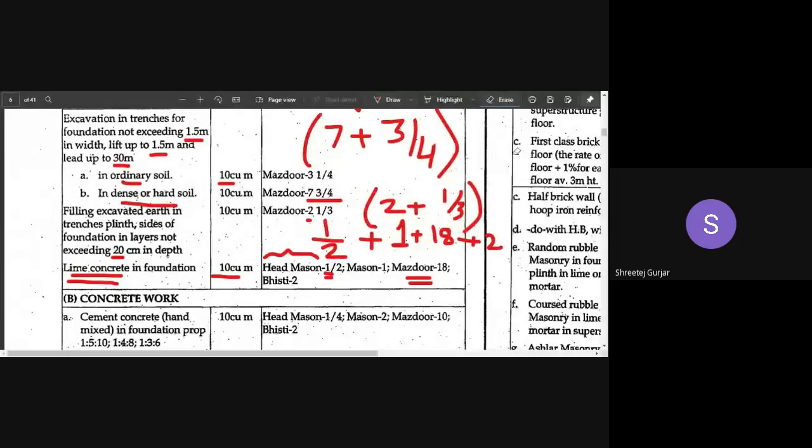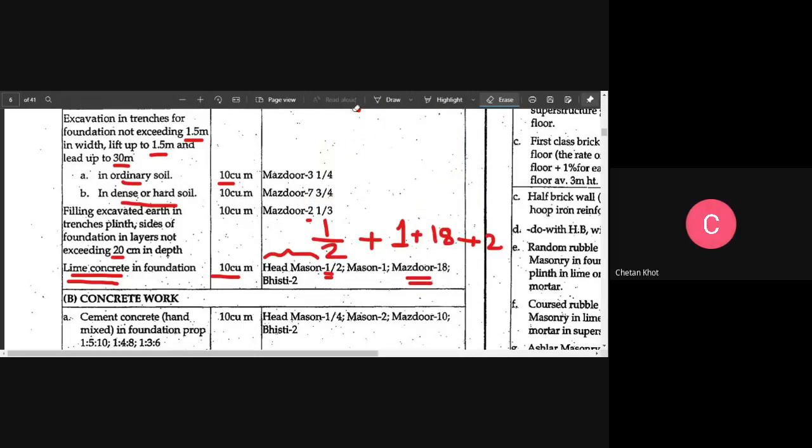Do you know what particular work is done by Bisti? Giving water. Correct. Very good. So you know the things, right? Bisti is one who supplies you water, right? He does the work of supplying or curing work, right? Curing work or supplying of water.